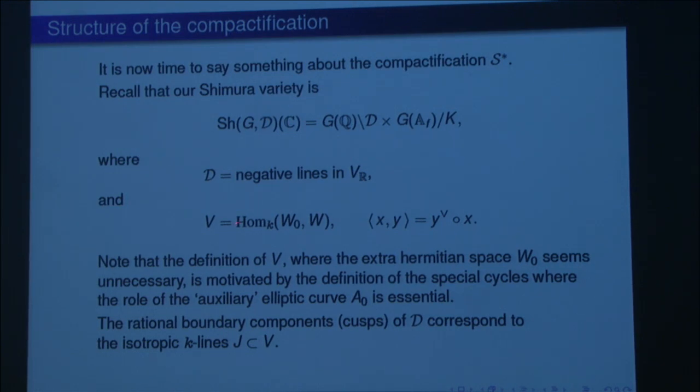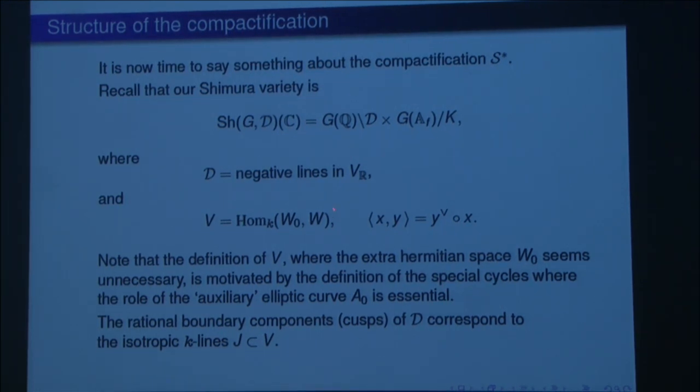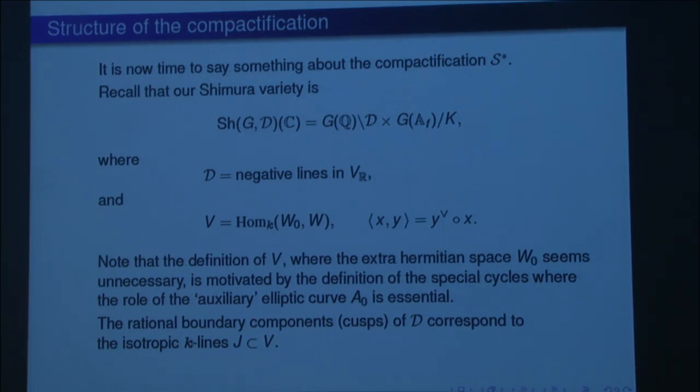So the rational boundary components of this locally symmetric space are indexed by the isotropic lines in VR. So you see, of course, a negative line, if I take the closure of the negative lines in the projective space of all lines, on the boundary I see isotropic lines where the Hermitian form is simply 0 instead of being negative. And we only want the rational ones, just like in the upper half plane. You don't take all the points in the real numbers, you take only the rationals. So here again there'll be irrational isotropic lines. So these are rational boundary components corresponding to isotropic k-lines inside of this V, which is a k vector space.